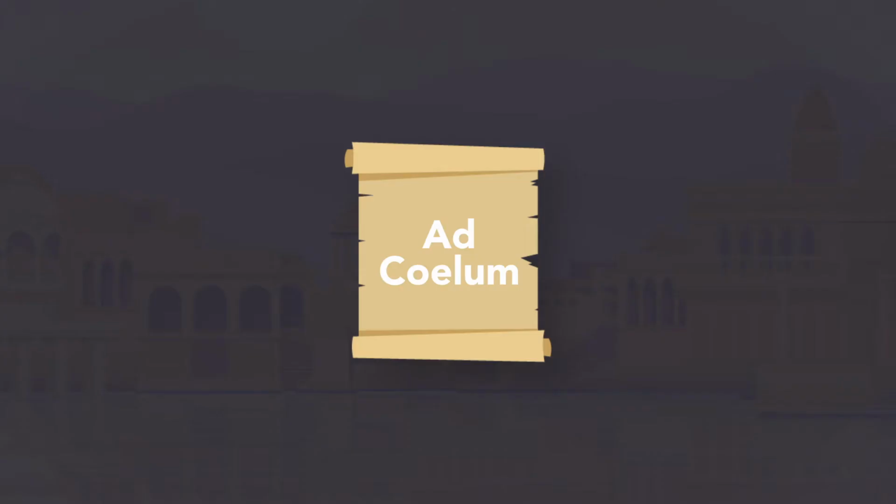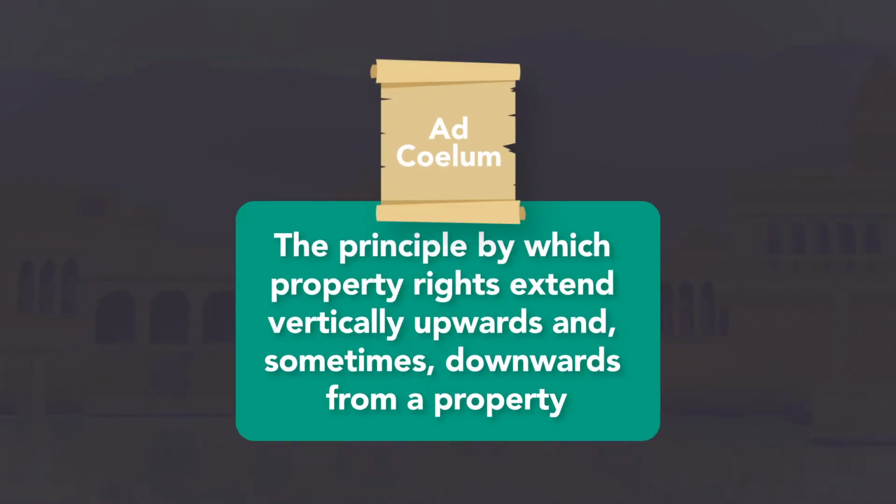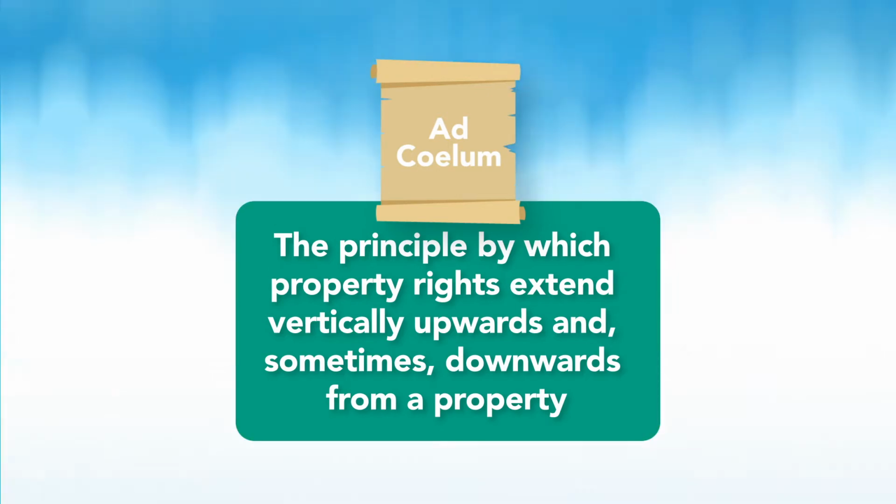During this time, most U.S. jurisdictions followed the ancient common law rule known as the ad coelum doctrine. Under the ad coelum doctrine, property owners were entitled to the full bundle of legal rights associated with the property, extending from the sky above to the core of the earth below.